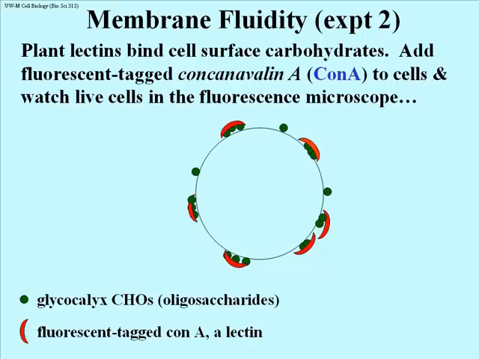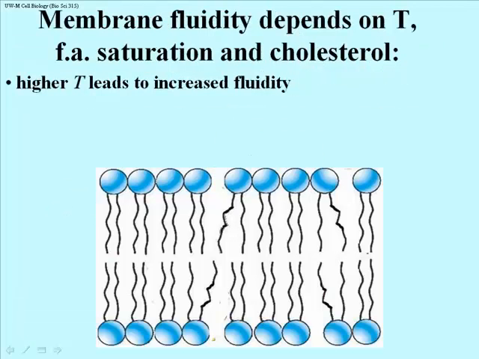The result in the fluorescence microscope is to create patches of fluorescence around these cells, and that's in fact called patching. Sometimes it's called capping. So the clear implication is that protein components of the membrane can move along the surface of the membrane, that they are fluid. All right. So the membrane is a fluid mosaic.